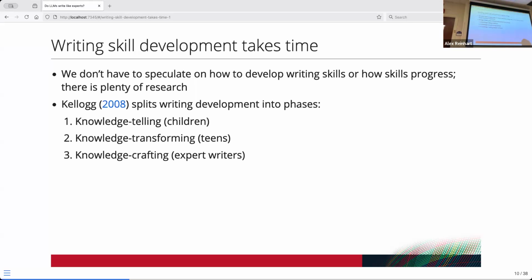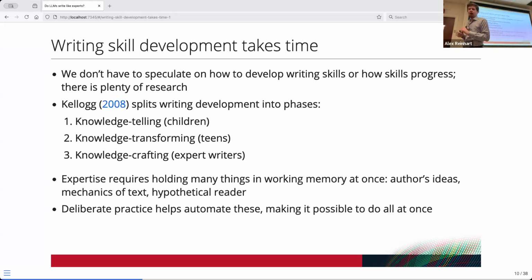I should say it a different way, while also keeping track of all of the other pieces of writing. And so you end up needing a lot of things in working memory at the same time. You end up needing to keep track of your own ideas and what you want to say, the grammatical mechanics of how to structure sentences and paragraphs, and the hypothetical reader and what they're thinking and what they've seen so far and what you told them already, so you can keep track of if they're going to be confused. And doing all of those things at once is hard.